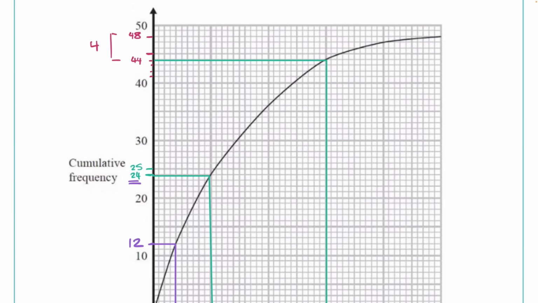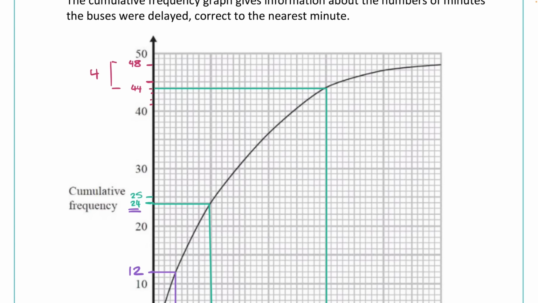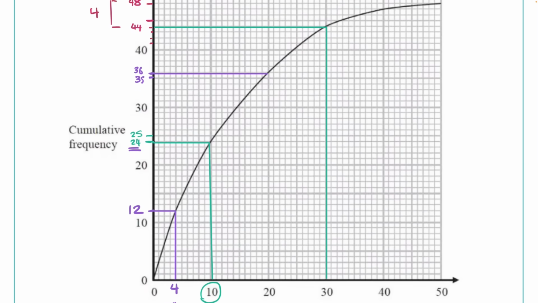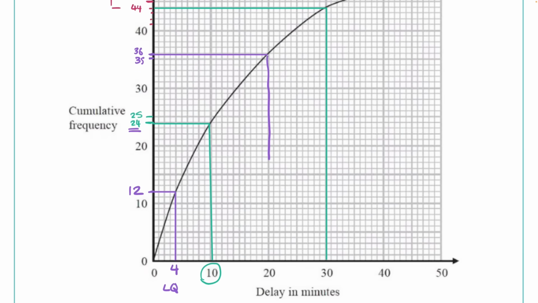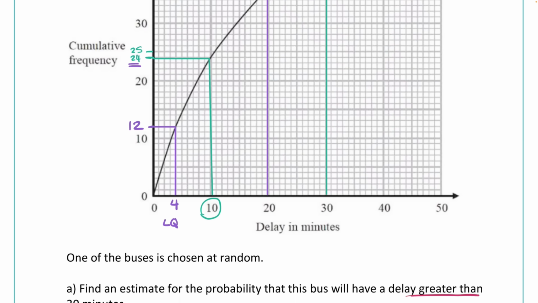I'm going to do the same for the upper quarter. I'm going to add 12 to 24. So go across from 36, just there. That's 35, 36 just above. I'm going to go across, and I'm going to go down and read my upper quartile. Again, that comes out as a really nice number there. We get 20 as the upper quartile.